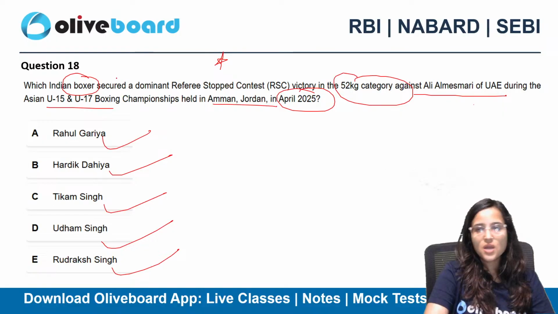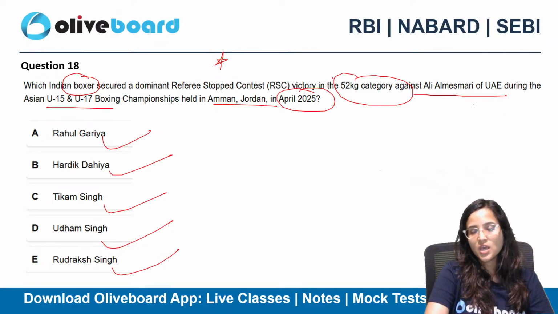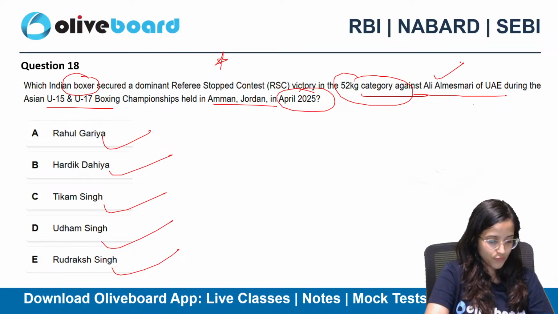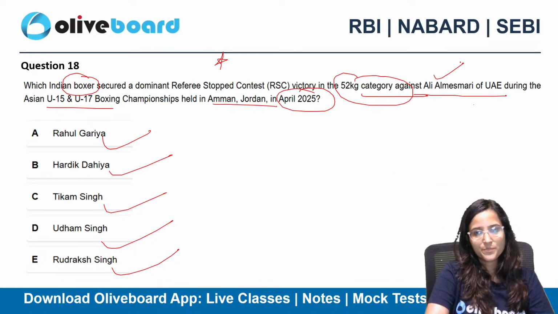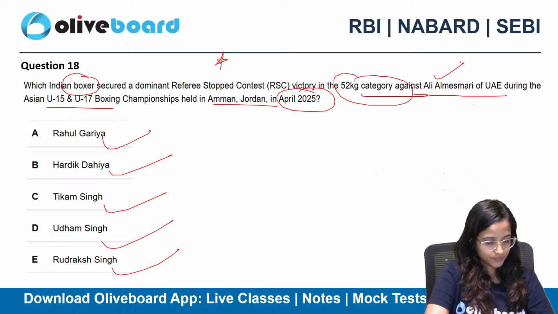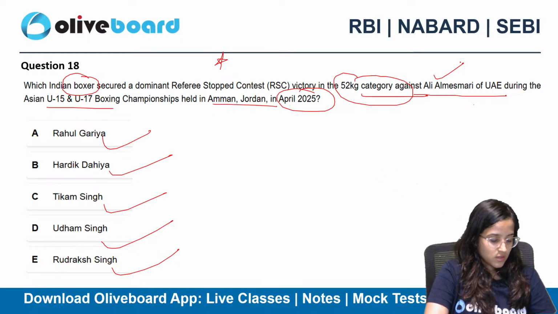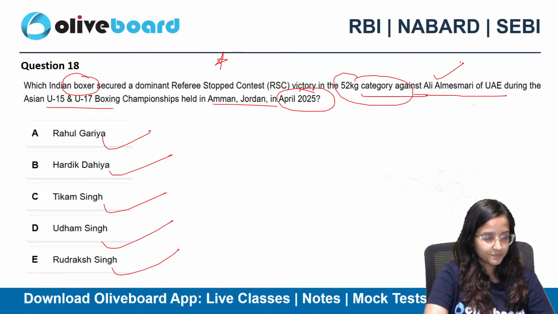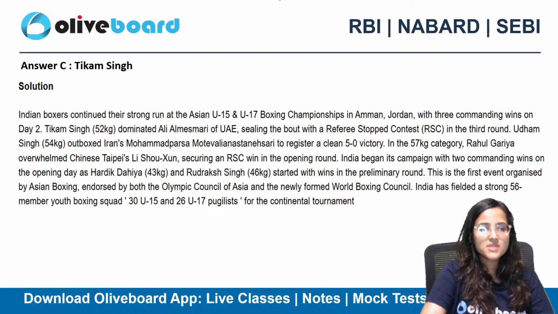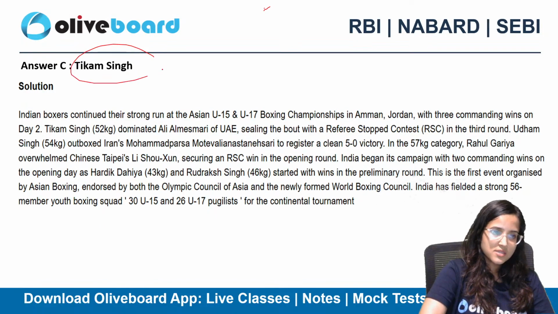Which Indian boxer are we talking about who secured a dominant referee-stopped contest victory in the 52 kg category against Ali Al-Mesmari of UAE? Anyone? So it is Tikam Singh. Tikam Singh is the right answer over here.